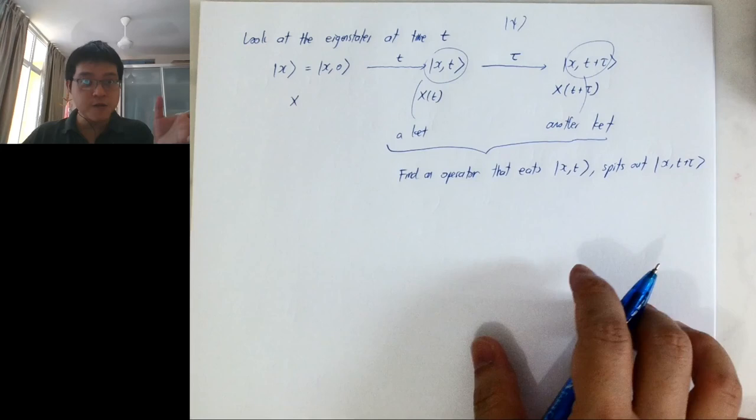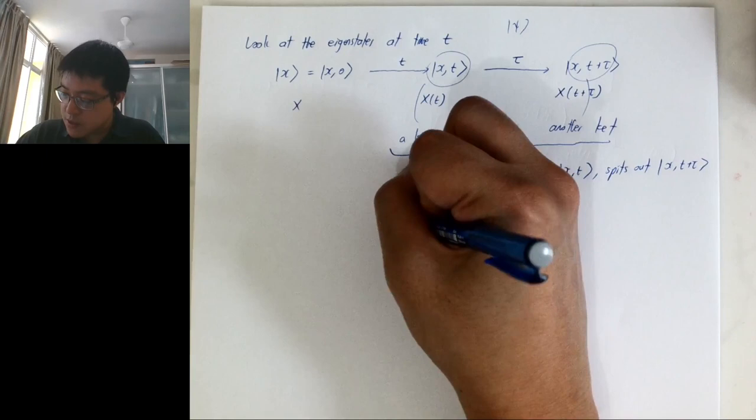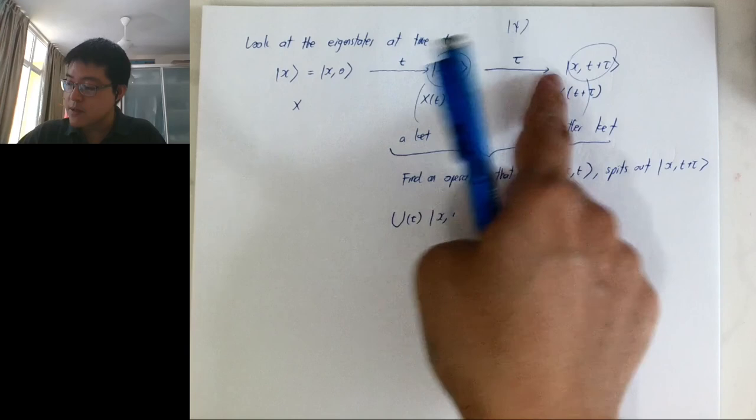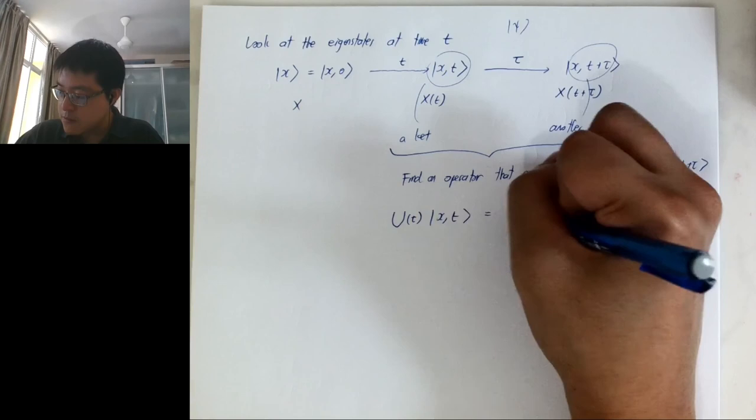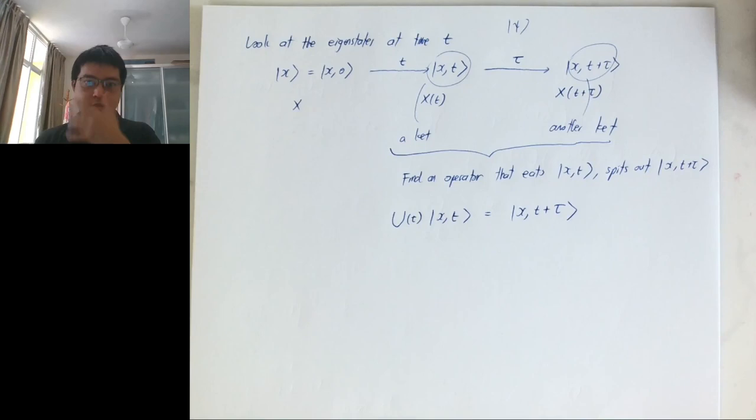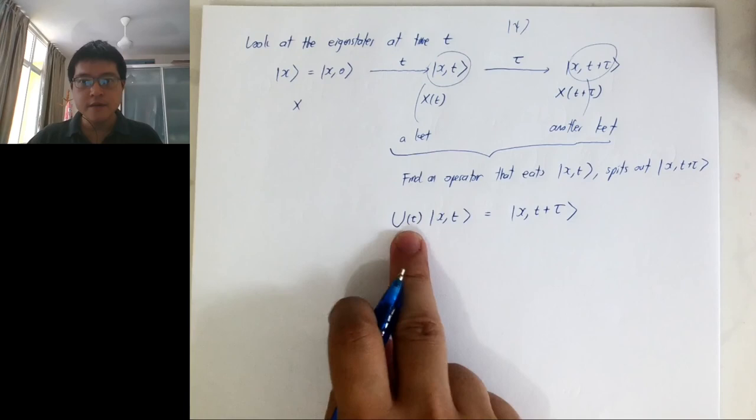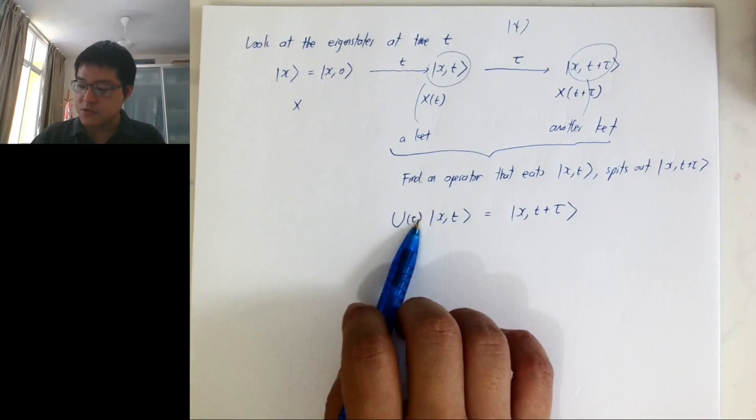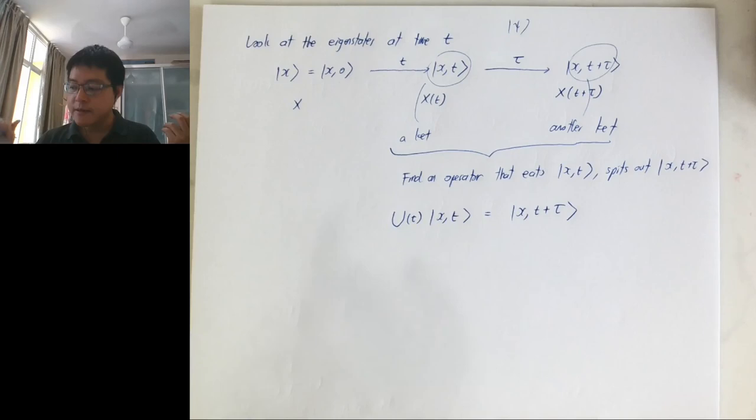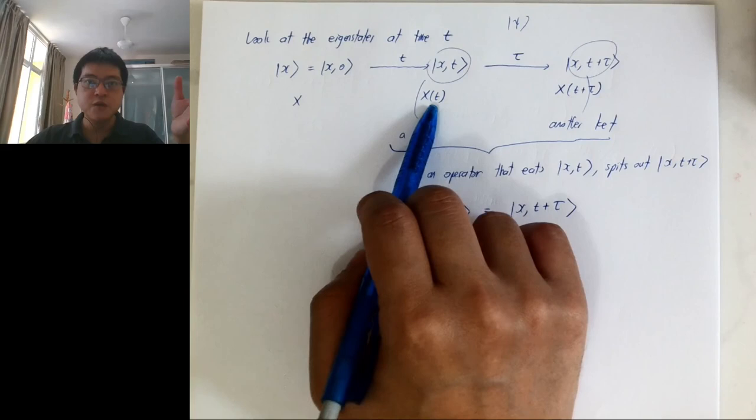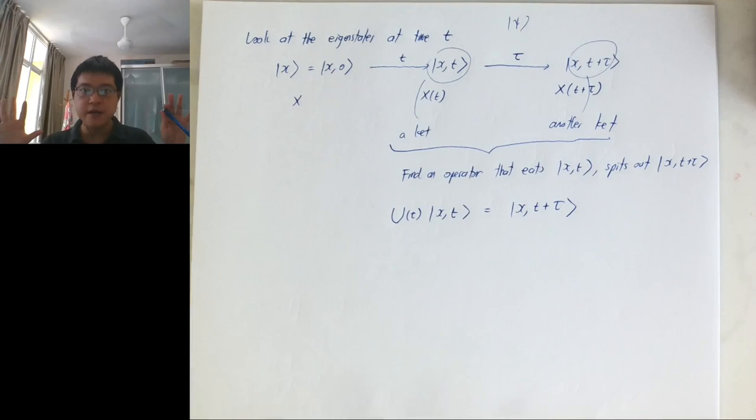So that means I have an operator. Let's call this operator U. It will depend on tau, because it depends on how much the time changes. So it takes the state and spits out this new state. What we want to do next is to find out how this changes, and once we find that out, we can turn our attention to the operators themselves, and finally figure out the differential equation obeyed by this operator.